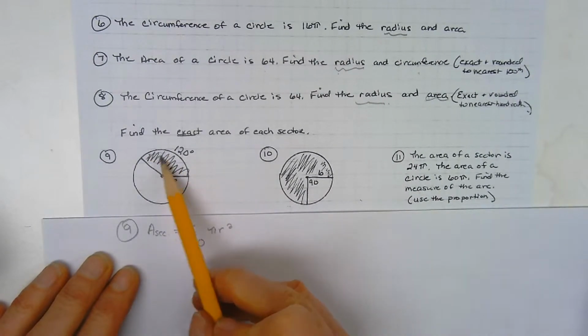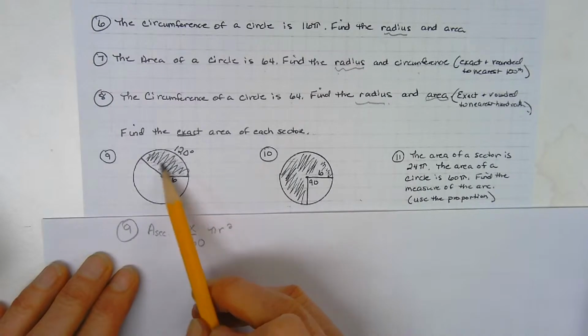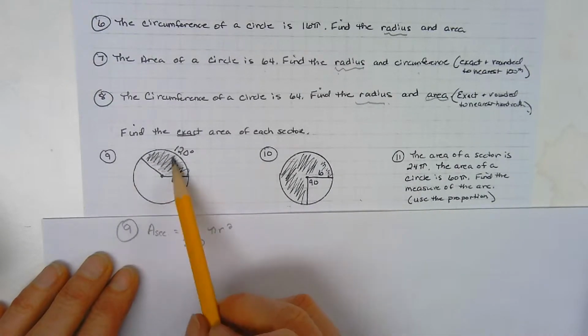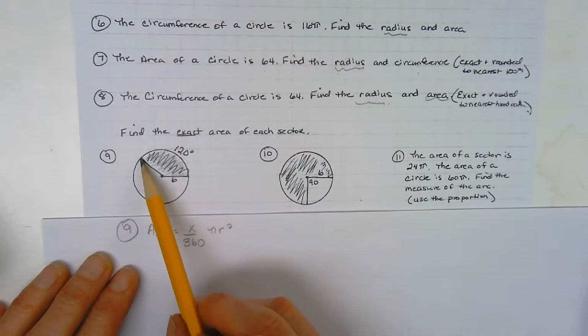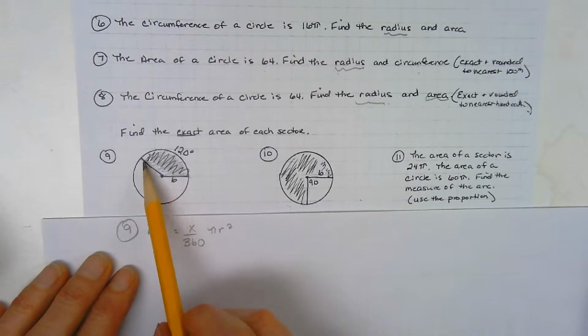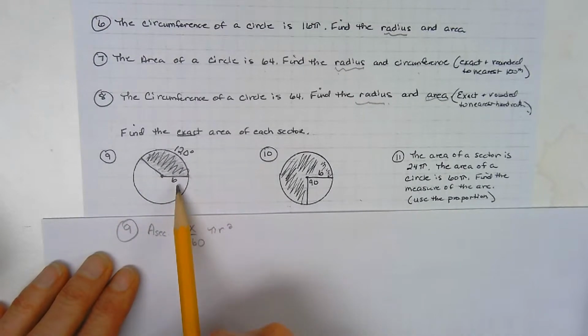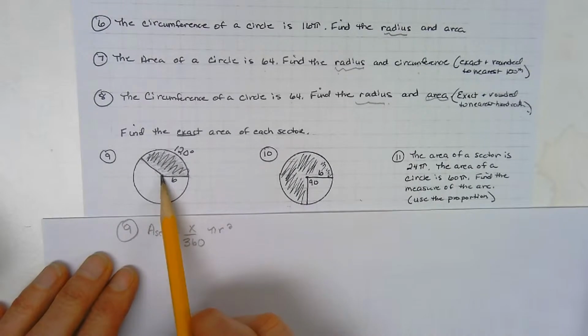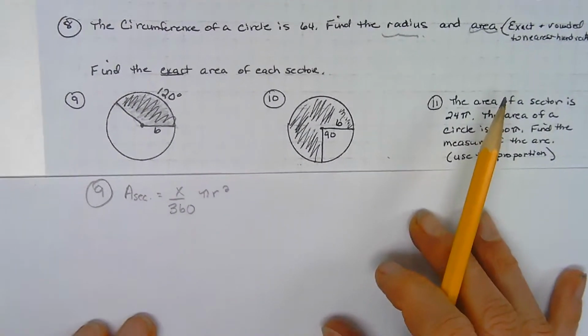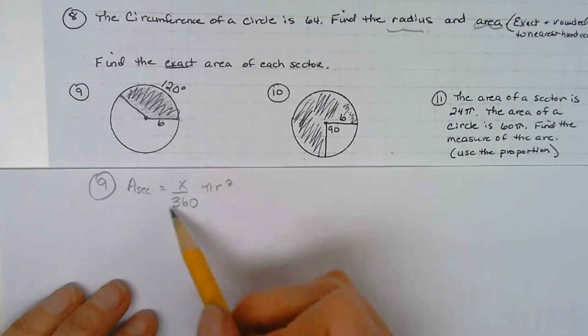And the sector is this section here that's shaded that we're trying to find the area for. It could have been this section, but we're asked to find this sector. And it's bounded by a central angle and an intercepted arc. So it's a portion of the circle, but it comes from the center of the circle here. Okay, so the area is equal to this.